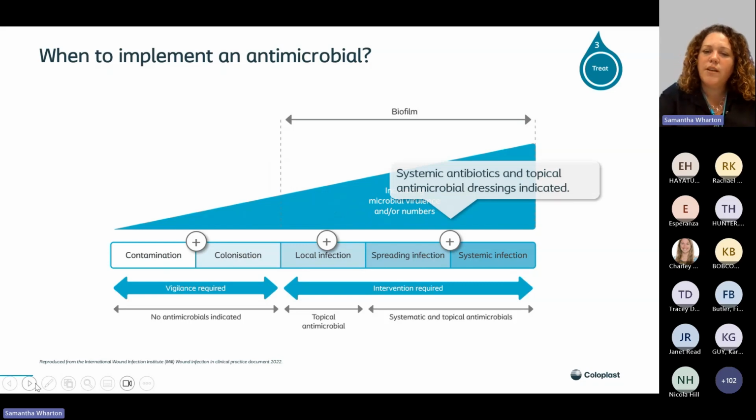And then when we move on to that spreading infection and systemic infection, obviously your patient will require antibiotics and further escalation to ensure that they're getting the right treatment for the systemic aspect of that infection. But you still need to continue with those antimicrobial dressings because that will still be effective at reducing the bioburden within that wound bed. So at local infection, spreading infection and systemic infection, you would be using an antimicrobial throughout those signs of infection. With contamination and colonization, you do not need an antimicrobial, you just need to be vigilant.